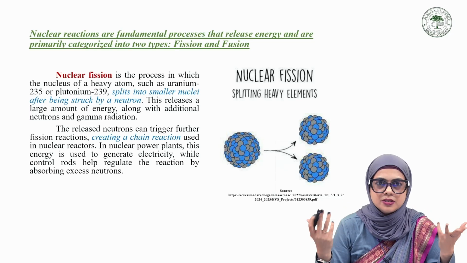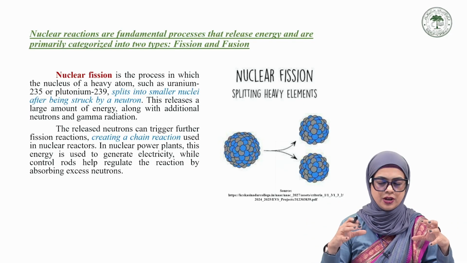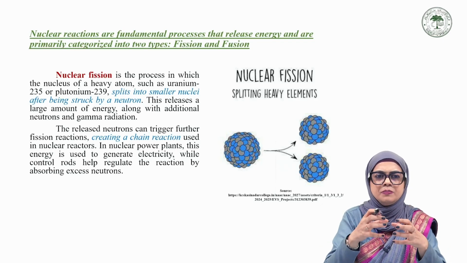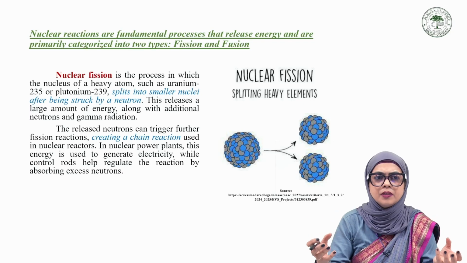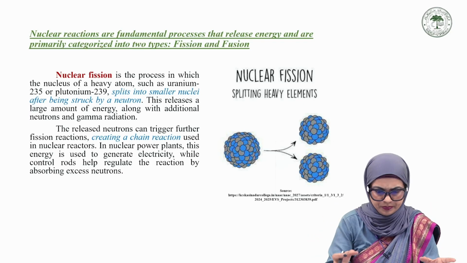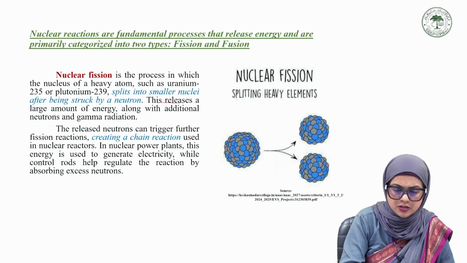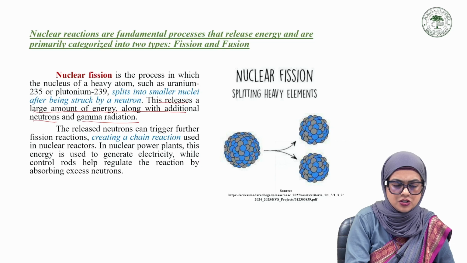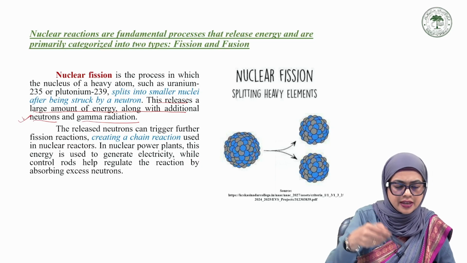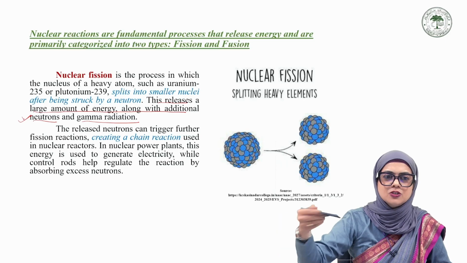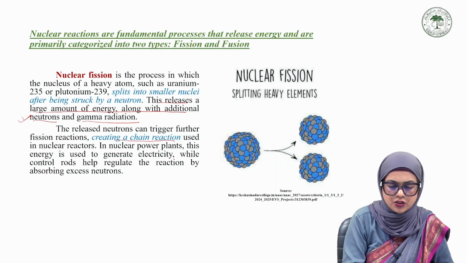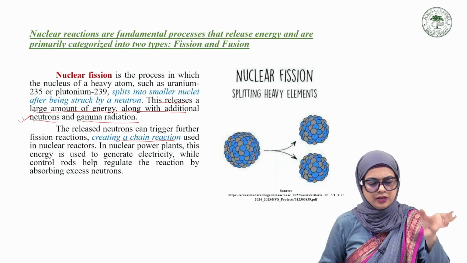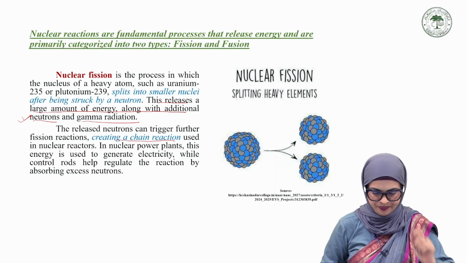So what kind of reactions are taking place? First is the nuclear fission reaction. Fission means that a particular nucleus is split into smaller nuclei after being struck by a neutron. This releases a large amount of energy along with additional neutrons and gamma radiation. These additional neutrons then trigger further reactions, creating what we call a chain reaction, which is used in the nuclear reactor. That is how the energy is used to generate electricity.